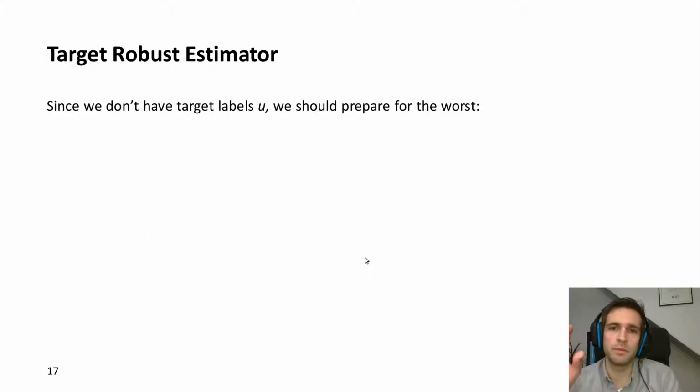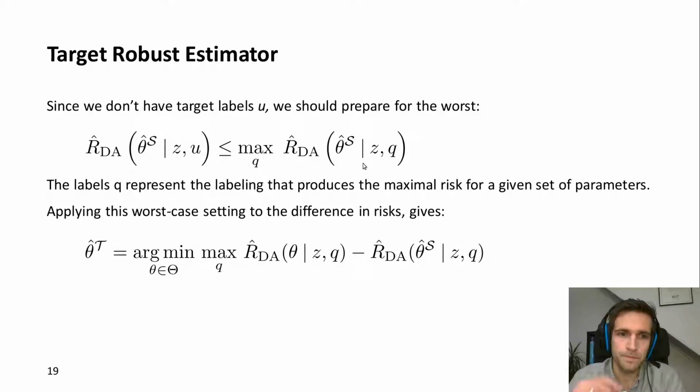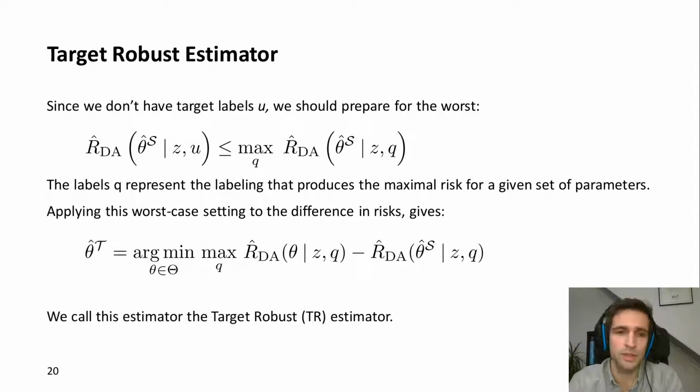Since we don't have target labels U, we should actually prepare for the worst. So this is the empirical target risk with respect to the actual true labeling. But we don't have that, so we can swap that out with the hypothetical labeling Q, and then keeping these parameter estimates fixed, we can maximize the target risk with respect to this hypothetical labeling Q, which is going to produce the worst case scenario for this given set of parameters. So that'll be the worst case labeling. So applying this worst case setting to the difference in risks gives us our target robust estimator actually. That's this theta hat t.